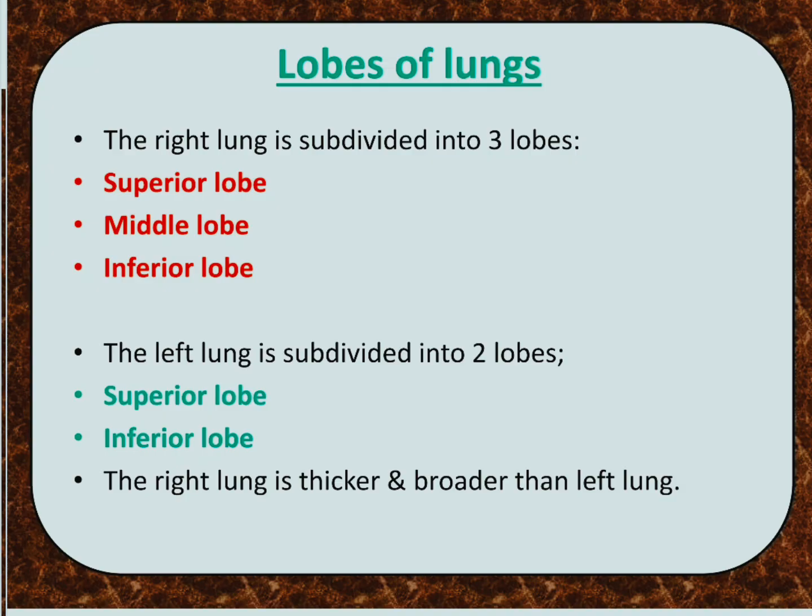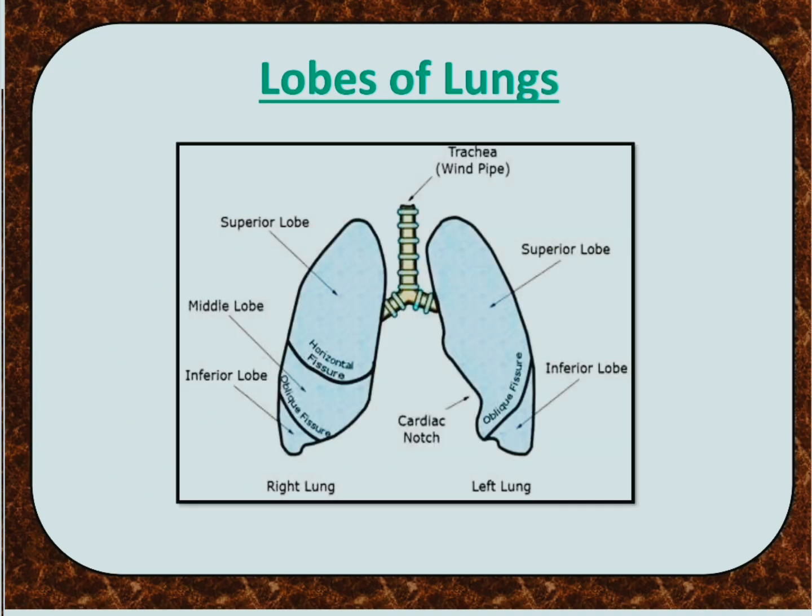The right lung is thicker and broader than the left lung. So these are the lobes of lung. At the right side there is a superior lobe, middle lobe and inferior lobe. At the left side there is a superior lobe and inferior lobe. So the right lung is bigger than the left lung because it contains 3 parts.